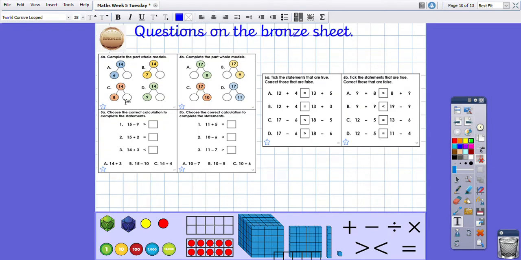Okay. Bronze, you've got some part whole models to complete. So you've got your whole number and you just need to find the missing part. You then need to choose the correct calculation to complete the statements. So you've got them to choose from at the bottom and you need to fill them in here. I would write them out if I were you and maybe work them out too. And then you need to tick the statements that are true and correct the ones that are false. So you need to become a teacher, okay?